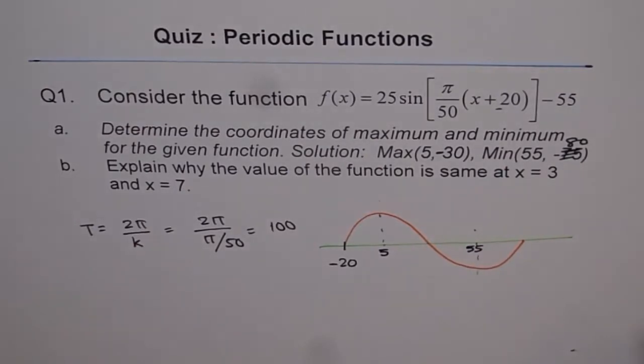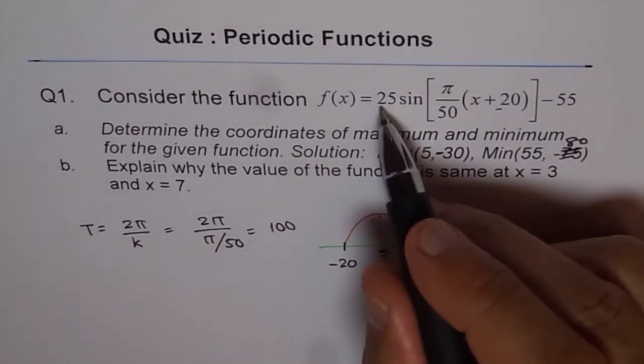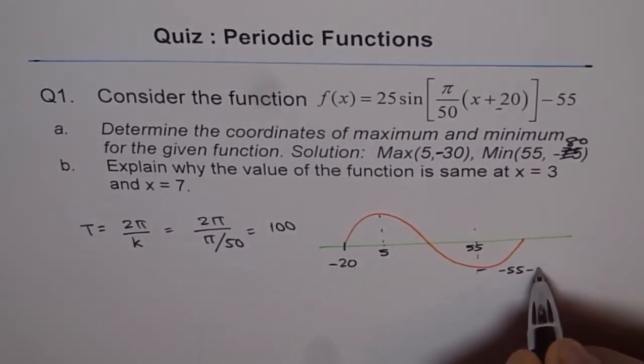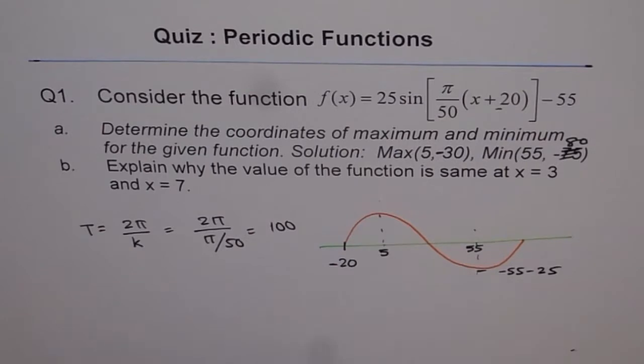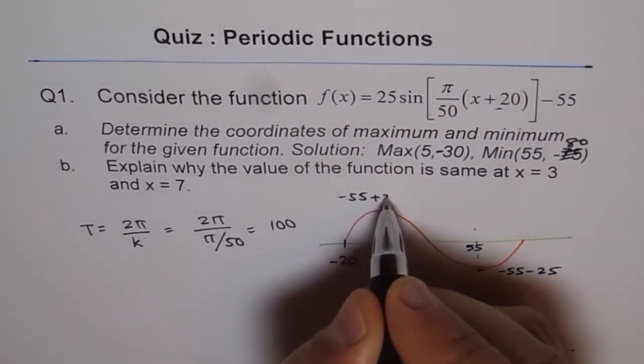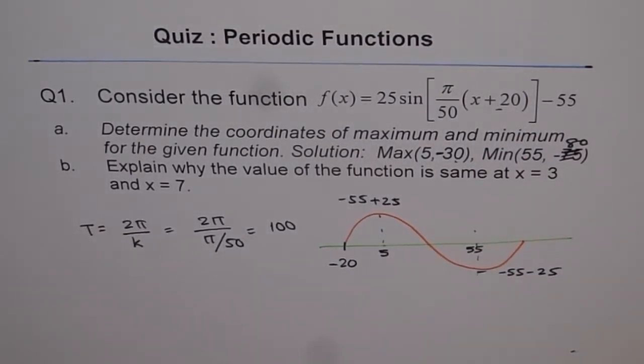You see that? The minimum value was minus 55 minus 25. So this value is minus 55 minus 25. The maximum was minus 55 plus 25. So these were our maximum and minimum values at 5 and 55 respectively.